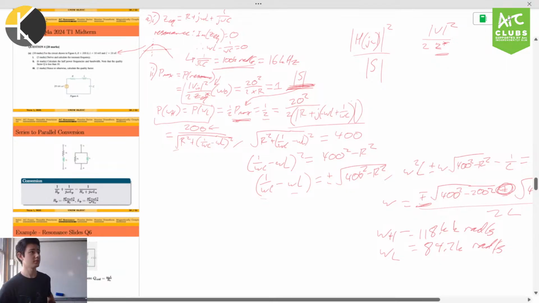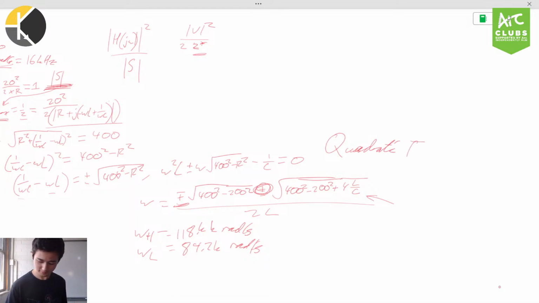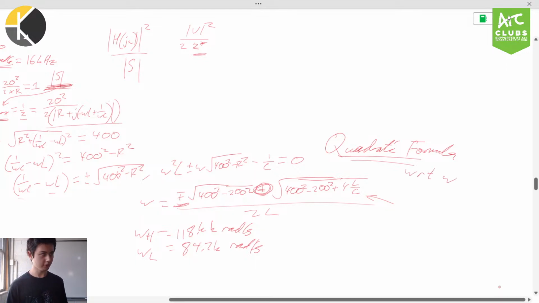With that third last line there, is that implying that a few steps are being taken from the line above it? Yeah, what's the process? So this is just the quadratic formula. We're just applying the quadratic formula with respect to omega. Okay, so that's all.